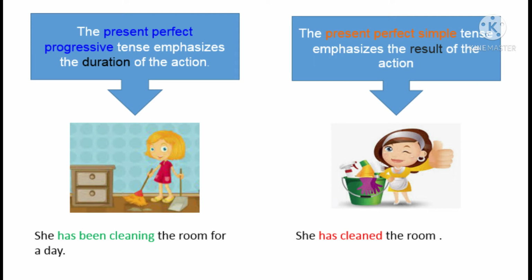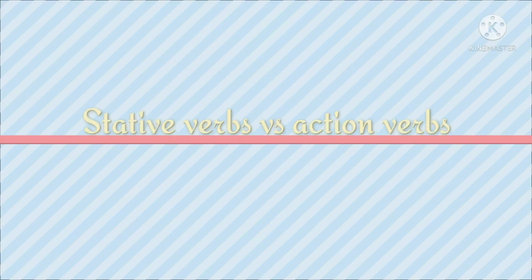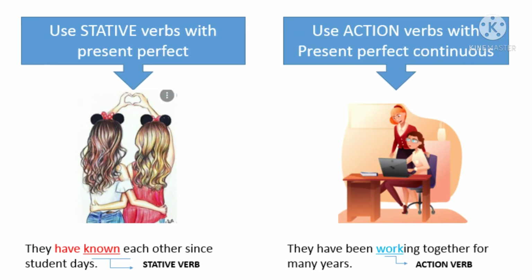And for the present perfect simple tense, this tense emphasizes the result of the action. Okay? For example, she has cleaned the room. Okay? We are emphasizing the result. It means the room is cleaned. Okay? And she has done that action. Okay? So that's the third difference. So now let's move to the fourth difference, the stative verb and the action verbs.